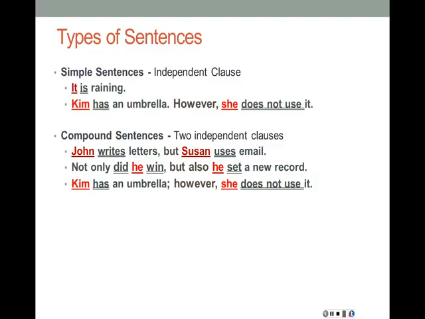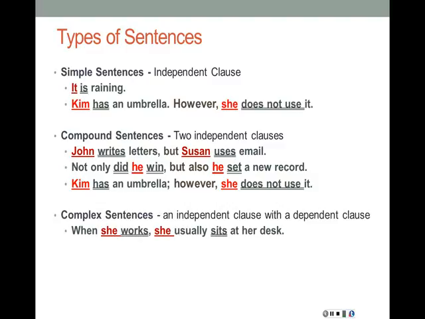The next type of sentence we just talked about is a complex sentence, which combines an independent and a dependent clause. One type of dependent clause is an adverb clause. Use a comma if the adverb clause is first. Don't use future tenses in an adverb clause.